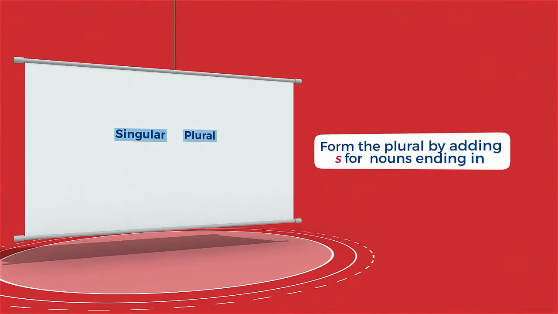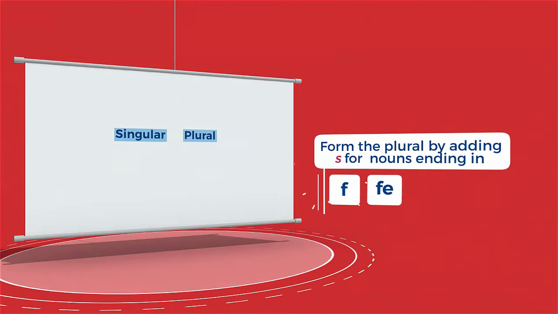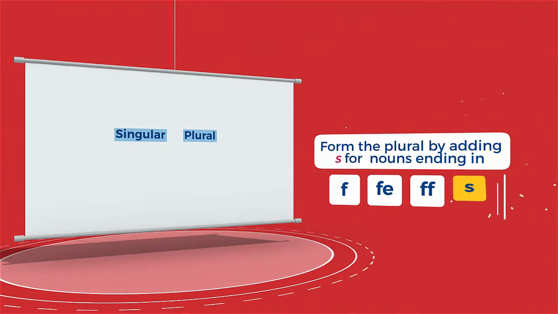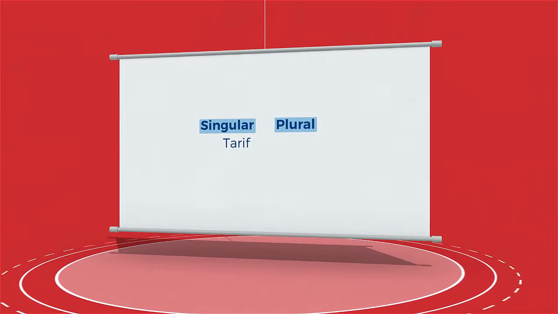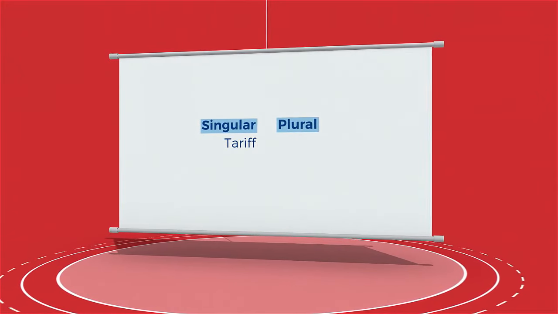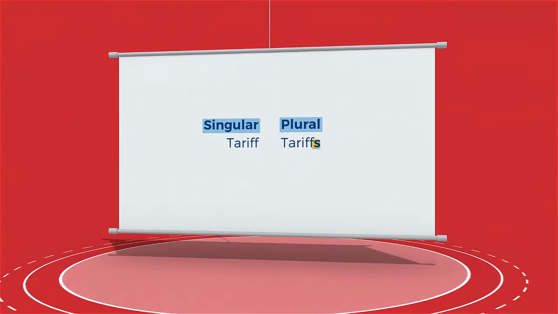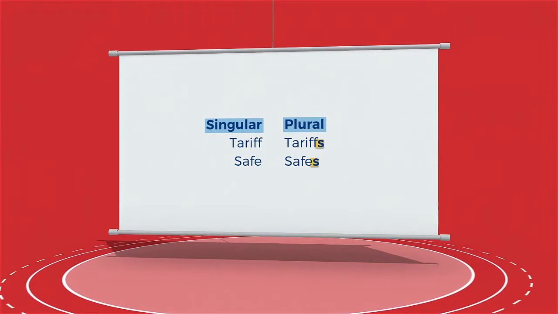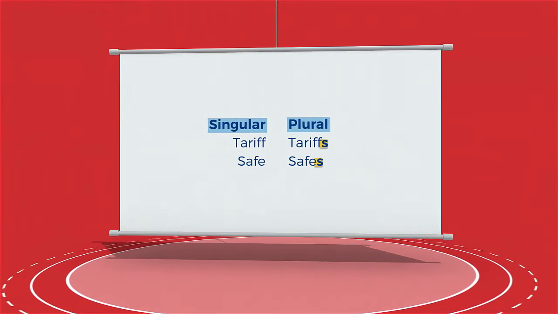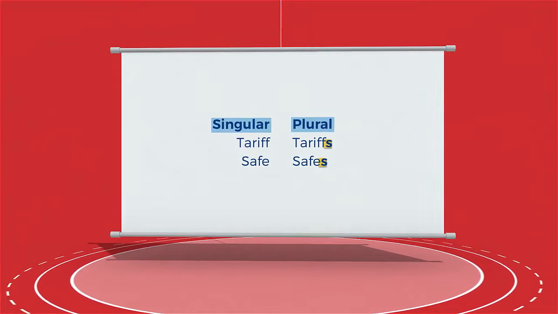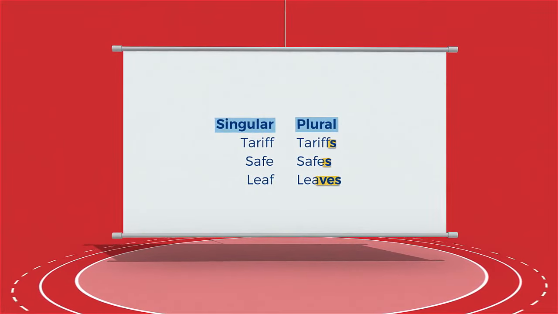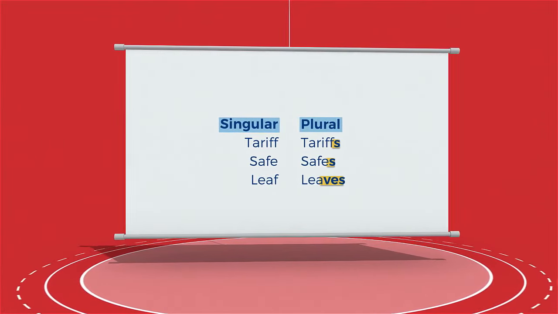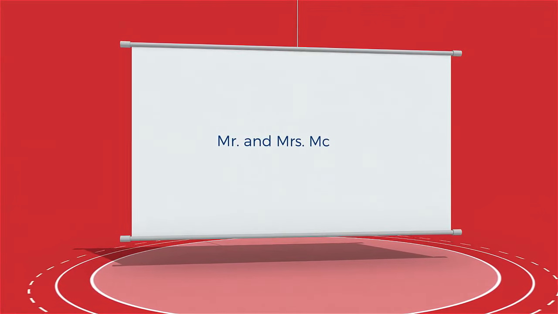Usually you form the plural of nouns ending in F, FE, or FF by adding S. So tariff in its plural form has an S at the end of it, tariffs, and the noun safe becomes safes, ending in S. There are some exceptions though. In words like leaf, you change the F to VE and add S to make leaves. Some categories of nouns have special rules.